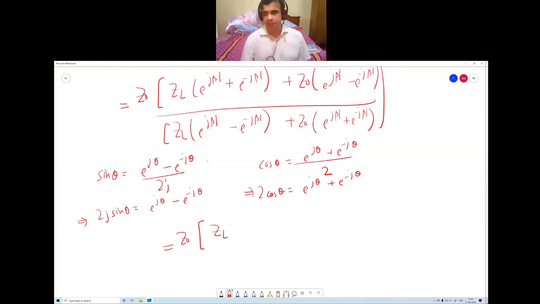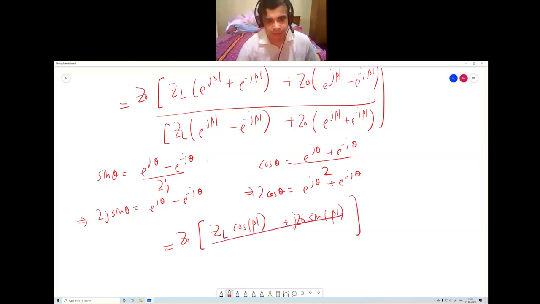And I am cancelling the 2, okay? The 2 will get cancelled from the numerator. So this will be cos beta L plus Z0, this will be J sin beta L, by JZL sin beta L plus Z0 cos beta L. Can we write this? The 2 gets cancelled from numerator and denominator, so I am not writing 2. If you write 2, that will get cancelled. Is it okay?